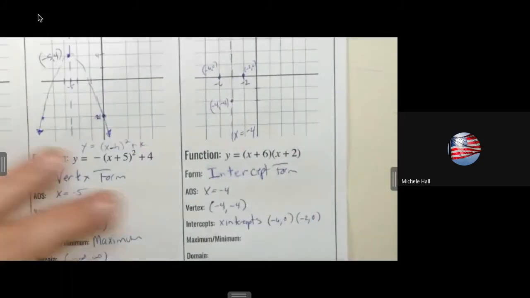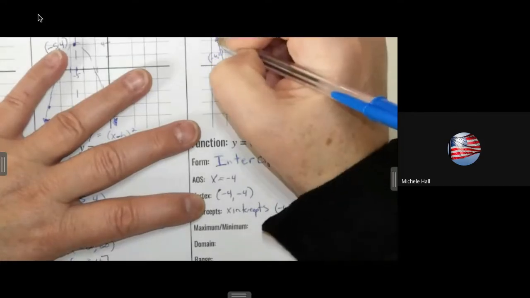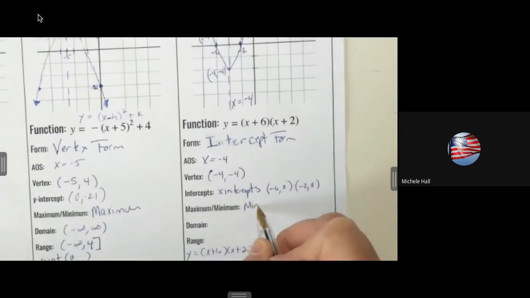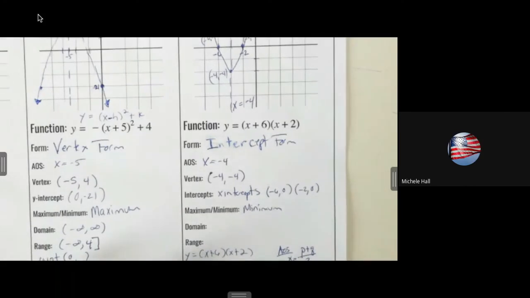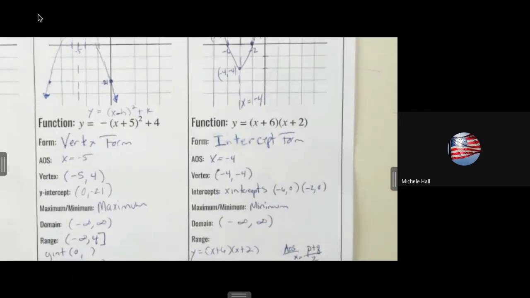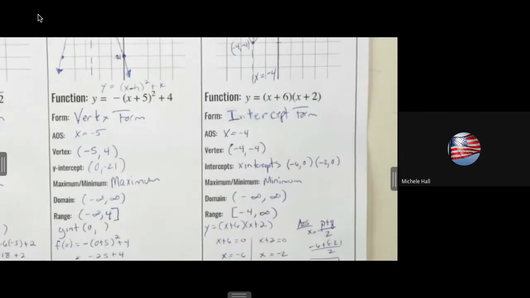Do I need the y-intercept? No, I've got enough points right now to be able to graph that. Unless the question specifically asked for y-intercept, notice this time it just said intercepts. It didn't say y-intercept. Is this a maximum or a minimum? Minimum. The lowest it will go, it's the min. What is the domain for this parabola? It's all the reals again, negative infinity to positive infinity. The range from least to greatest is what? Negative 4 to infinity. It includes negative 4 for a square bracket.